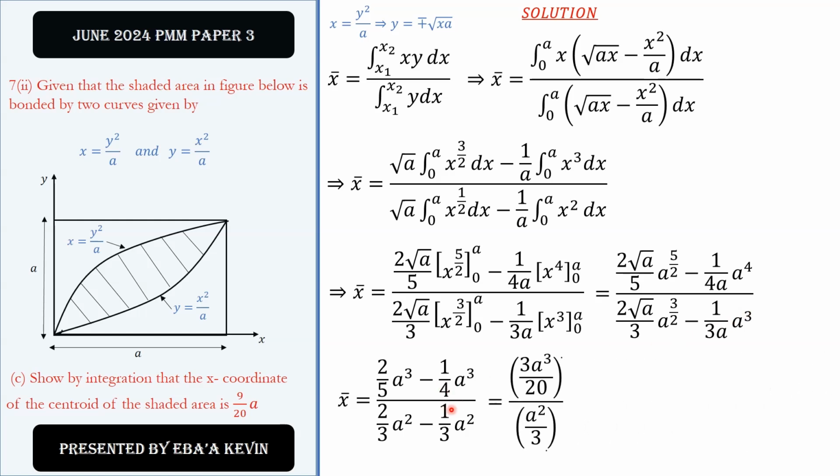Further simplifying, doing the LCM here, for the numerator we are going to have 20. 20 divided by 5 gives us 4, then 4 times 2 gives us 8, so we have 8a cubed minus 5a cubed, which gives us 3a cubed divided by 20, all divided by, since we have the common denominator, we simply do the operation on the numerator: 2a squared minus a squared gives us a squared, all divided by 3. Further simplifying, we get x bar, the x coordinate of the centroid of the shaded area, to be equal to 9a divided by 20, which is what we were required to prove in part 2 of the question.